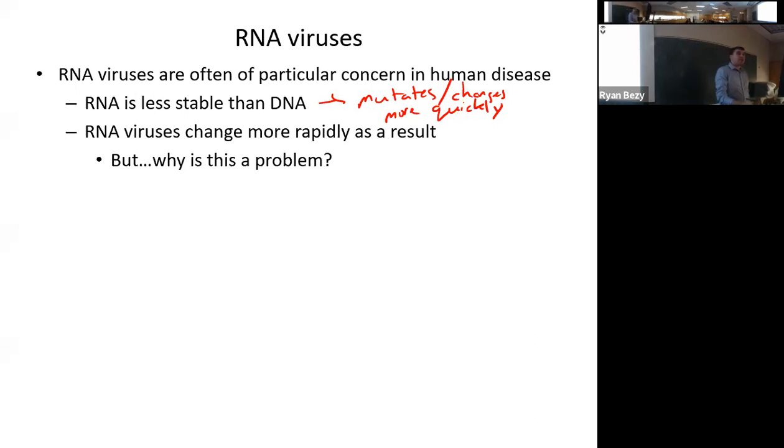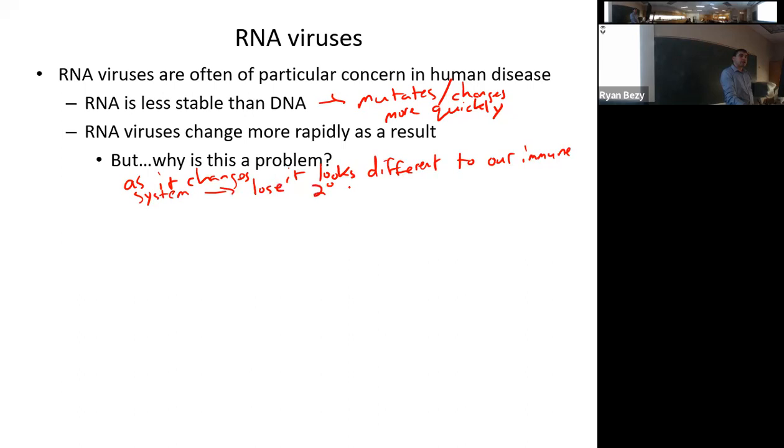What is really happening, though, is that as the virus changes, it looks different to our immune system. And what that means is you can lose secondary responses. And if you're losing secondary or memory responses, that also means vaccines are not as effective, because what do vaccines do? They give you an adaptive immune response, a memory response, without having to get sick from the disease.